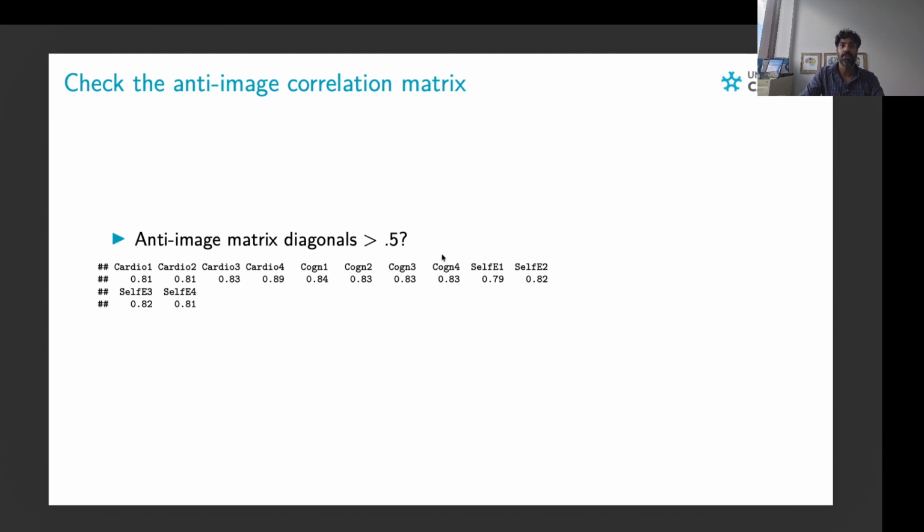So what's the anti-image correlation matrix? Well, the nice thing about producing it here in R is that it just gives you the line item for the anti-image matrix diagonals, which is what we see here. And in this fictitious data set I've generated, it's all greater than 0.5. So this is another indicator that our data is factorable.